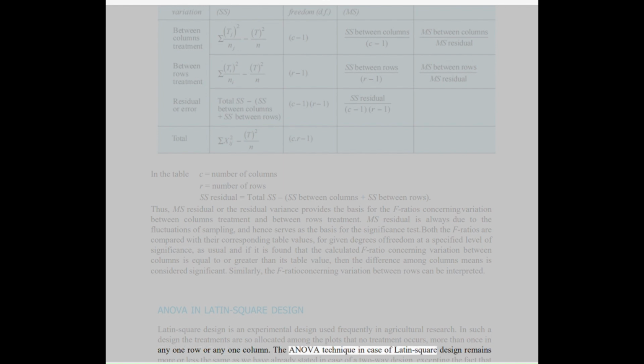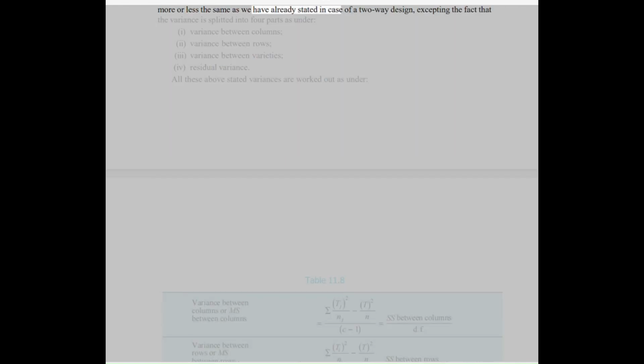The ANOVA technique in case of Latin square design remains more or less the same as we have already stated in case of a two-way design, excepting the fact that the variance is split into 4 parts as under: 1. Variance between columns, 2. Variance between rows, 3. Variance between varieties, 4. Residual variance. All these above stated variances are worked out as under. Table 11.8. Pause the video to look at the table.